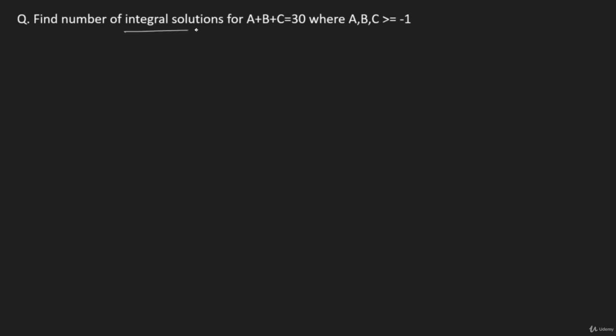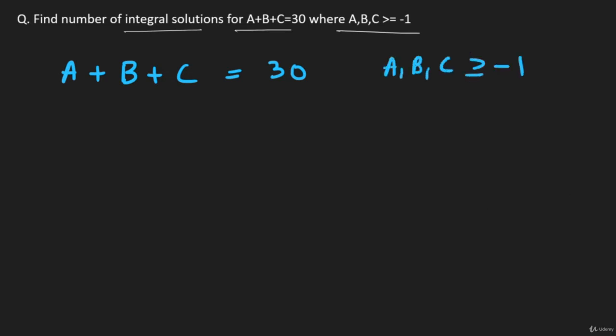Find the number of integral solutions for A plus B plus C is equal to 30, where A, B and C have to be greater than or equal to minus 1. Pause the video, give it a try, and then we'll do it together. Alright, we are back. I hope you have given it a try. Let's do it together. It's mentioned that A plus B plus C is equal to 30, and each of these has to be greater than or equal to minus 1, right?